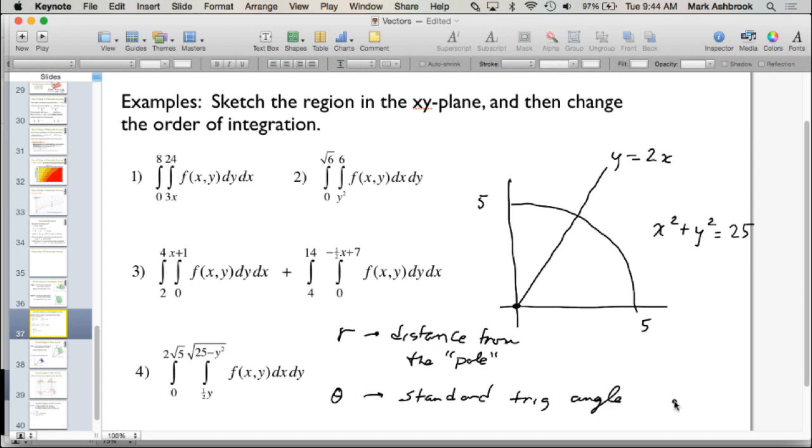That's our standard trig angle, swept counterclockwise, so 0 is the positive x-axis. We're sweeping counterclockwise from the positive x-axis. Okay?